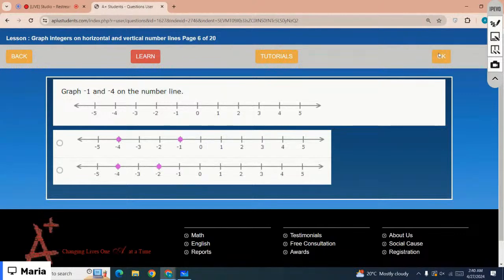Graph negative 1 and negative 4 on the number line. So, which is the correct option? That is option number 1 is the correct option. Okay, you can complete the lesson by yourself later today.